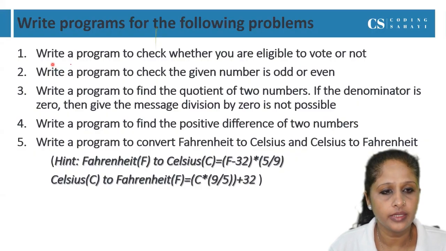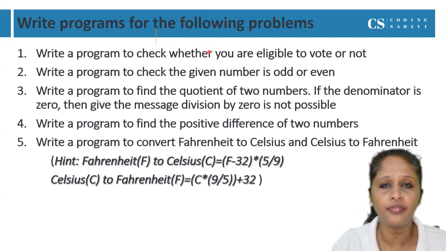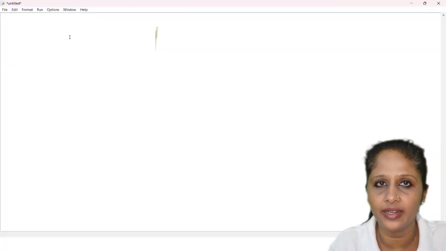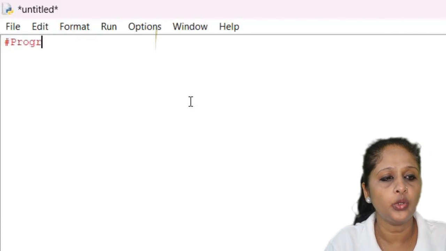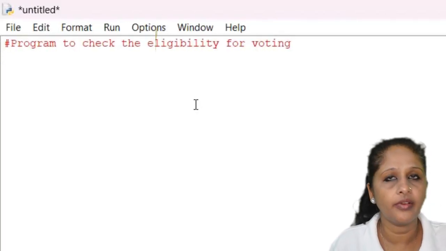So the first question: write a program to check whether you are eligible to vote or not. In the last video we did this program with a simple if. So we can write the complete code. Okay, let's begin. I'm starting with the comment: program to check the eligibility for voting. Okay, so let's write the code.